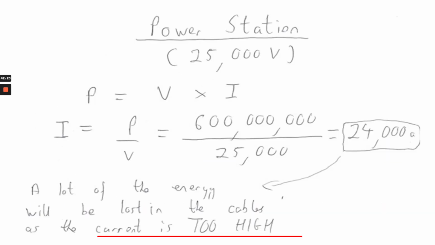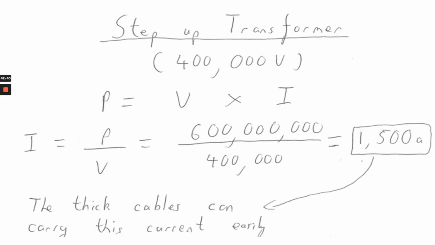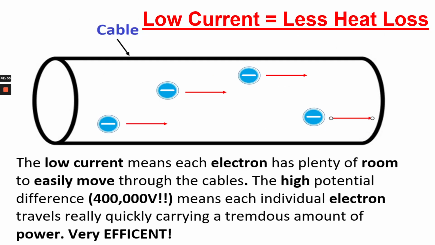First of all, the power station, P is equal to V times I, it generates 24,000 amps of current. That is a lot of current, which means a lot of heat will be lost as thermal energy in the cable. In order to reduce this from happening, we use a step-up transformer. A step-up transformer increases the potential difference to 400,000 volts. Looking at the maths, that reduces the current to 1500 amps, and that greatly reduces the heat loss through the cables and increases the efficiency.